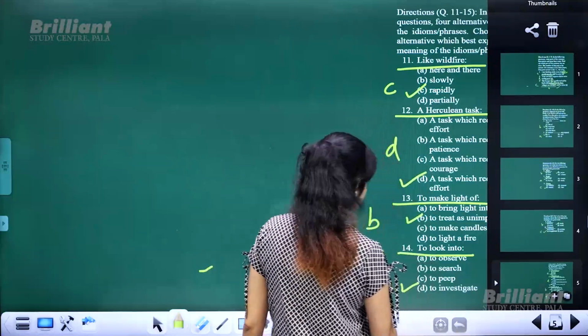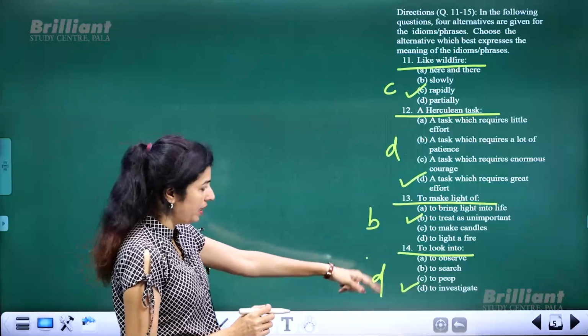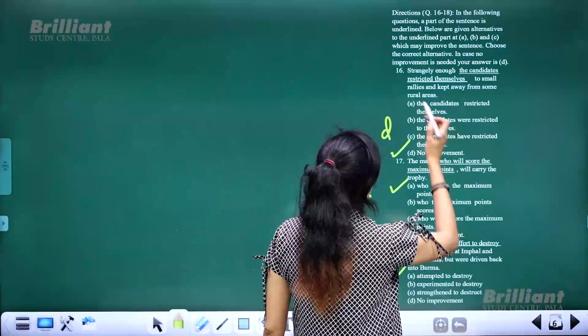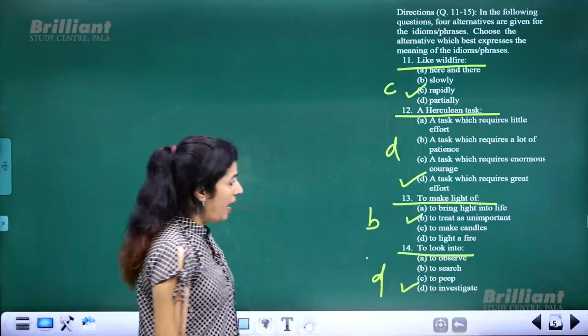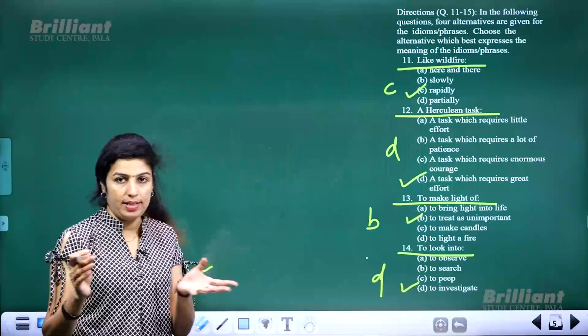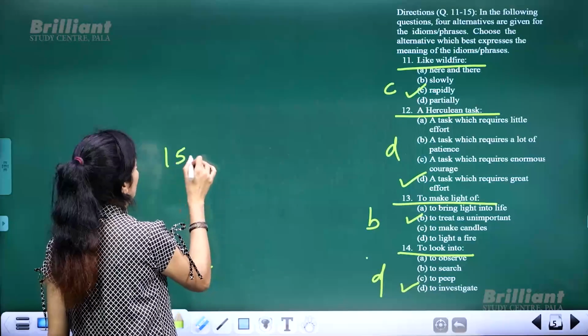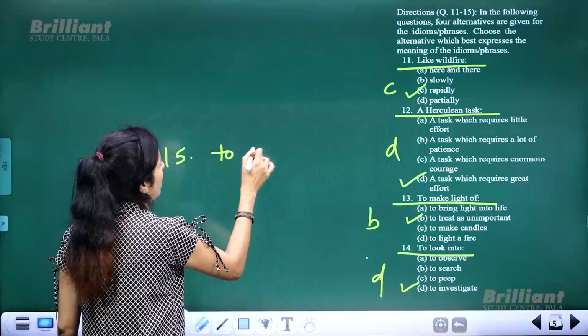Yeah, question number 14, right? Question number 14 is to look into, and after that 16. So, one question is missing. Actually, that also is a phrasal verb. Okay, I'll just write it down here. The 15th question, I really forgot. To egg on.